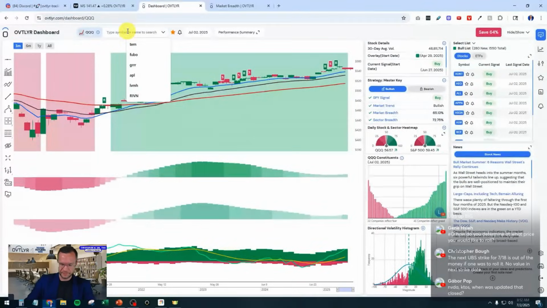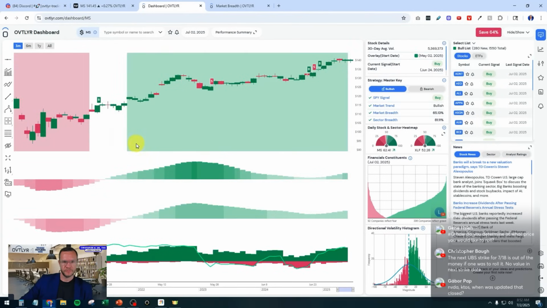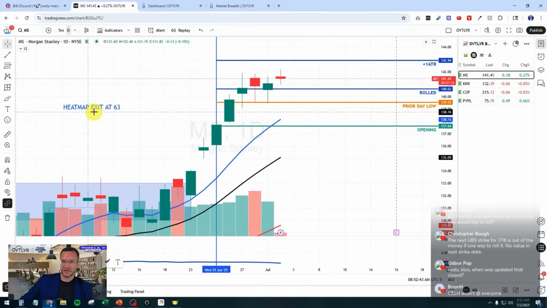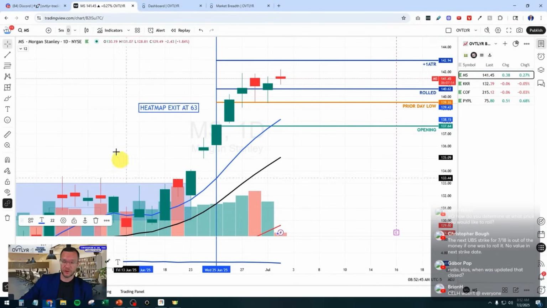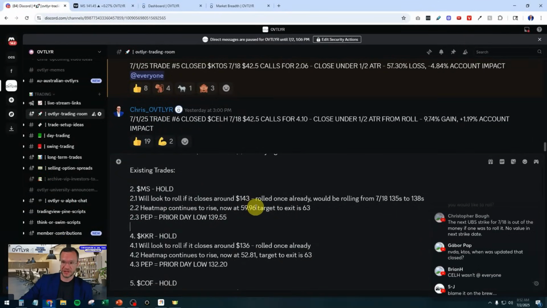Let's take a look. All right. So look at this. Heat map has now gone from 59 up to 62.41. My note was exiting at 63. 62.41 is close to 63, but it's not 63 yet. I'm not going to change my plan. So 62.41. Heat map continues to rise. Target to exit is 63.